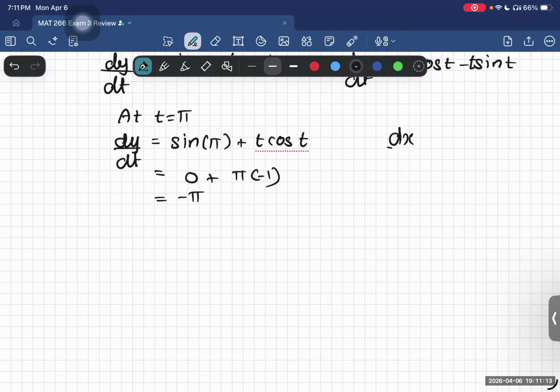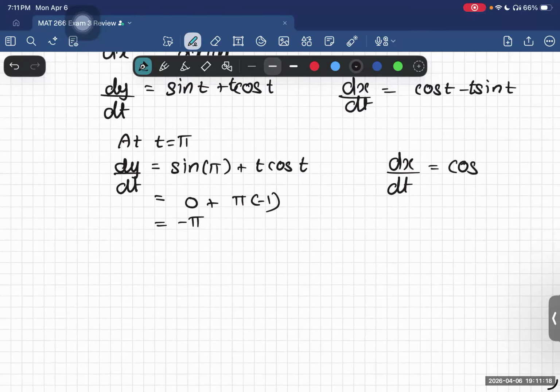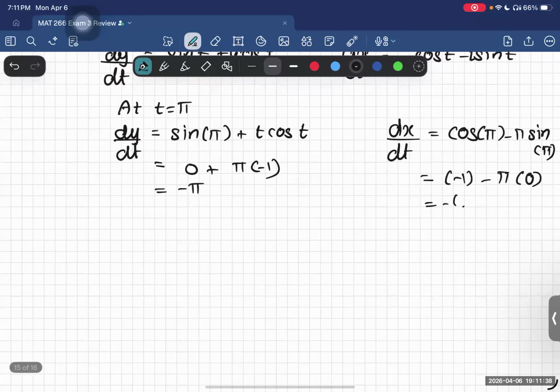And for dx/dt, let's see what we have. Cosine pi minus pi sine pi. Cosine of pi is just negative 1, and this will be negative pi times 0, so I just get negative 1. So my dy/dx is equal to dy/dt, which is negative pi, divided by negative 1. So this gives me pi. So the slope is pi.